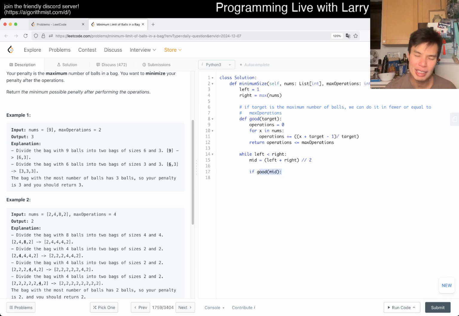So now, what does this mean if it's good? If this condition is satisfied, then what do we want to try? Well, we want to minimize our penalty, so we want to try something smaller. So we just move the right bound to mid, because now we're taking the smaller half to try. Else, mid cannot be true, so we just do mid plus 1.